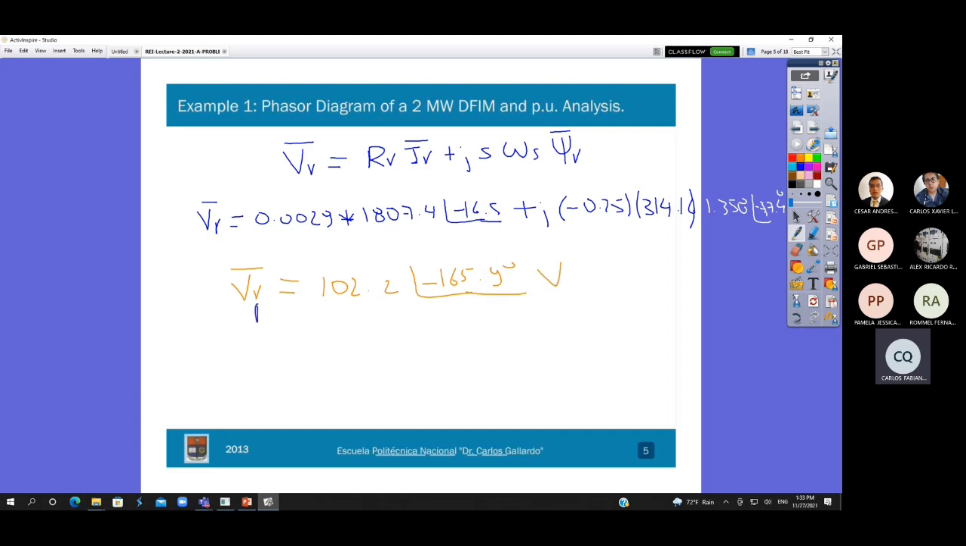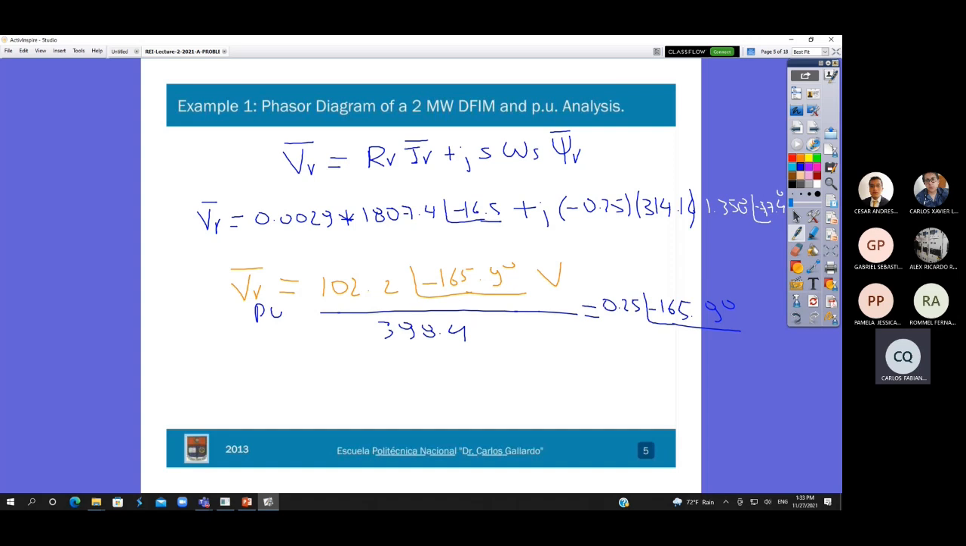If I want to compute the per unit value, it is equal to the actual value over the base, and the base is 398.4. This is the line to neutral voltage, right? So this is equal to 0.25 with negative 165.9 degrees. So we have all phasors. Let's depict them in the figure.